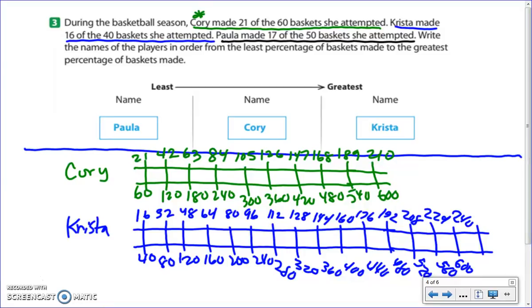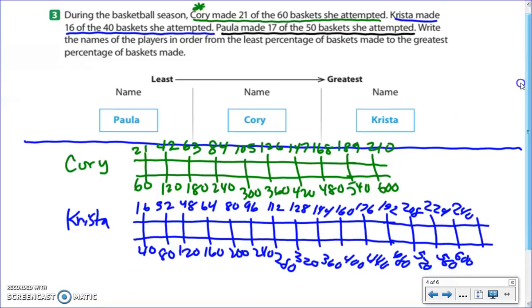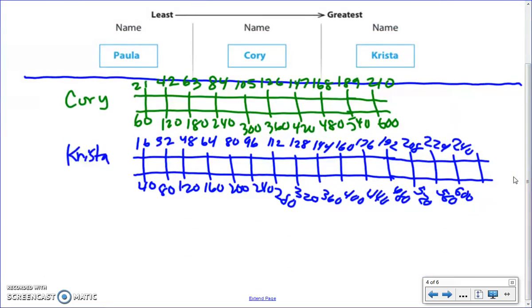Okay, and then of course, on top of that, we have to do Paula. Can't leave out Paula, she's important too, and we need to figure out all of them and compare each of them. So for Paula, what color did we use? I think we used black, okay, for Paula. And she made 17 of the 50.